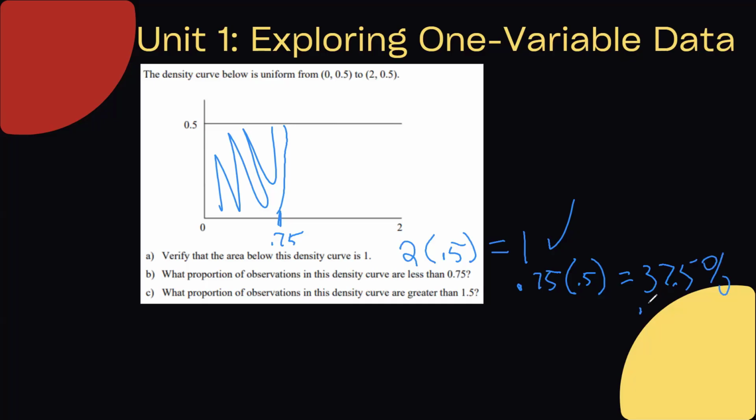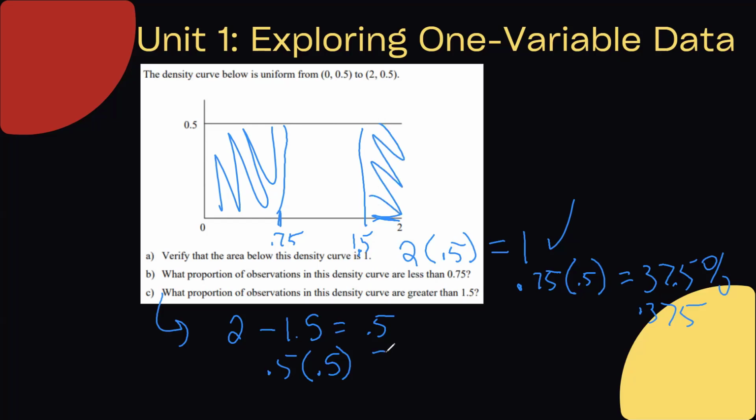37.5% or 0.375. What proportion of observations are greater than 1.5? So 1.5 is right about here. What you have to do is take the width of this interval, which is a half, but you could get it by just subtracting 2 minus 1.5, which is 0.5. Then 0.5 times the height of 0.5 gives us this area right here of 0.25 or 25%.